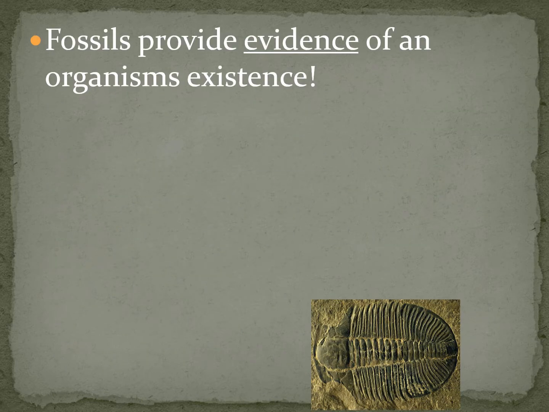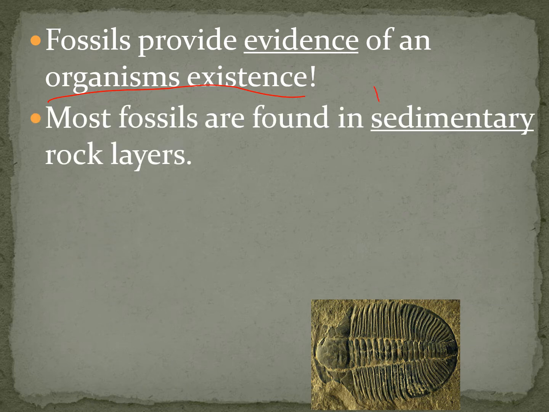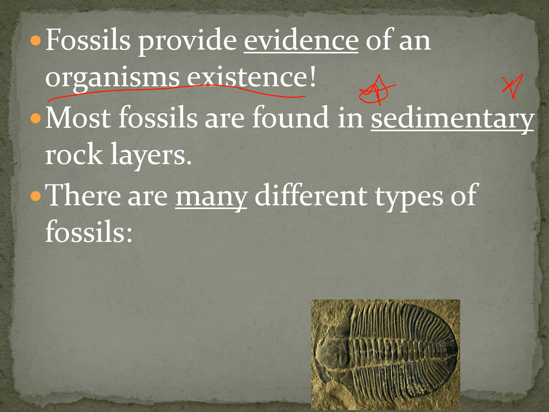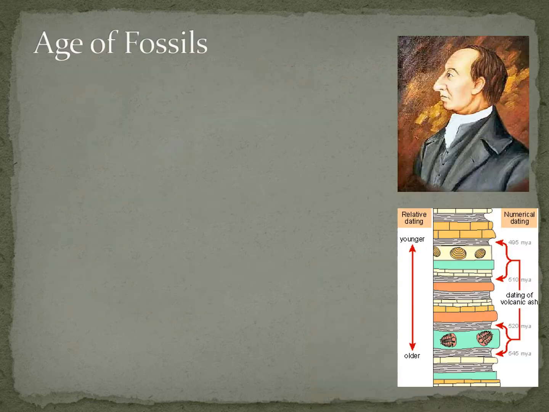Fossils provide evidence of organisms that existed. This is what you need to know: fossils are found in sedimentary rock layers. There are many types of fossils: molds, casts, amber, petrified, trace, and imprints. So you have a mold, and casts, where something's covering it. Amber, if you ever remember watching Jurassic Park, the mosquito was found in amber, the sap, and that's how they were able to recreate the dinosaurs. They also had petrified and trace imprints.